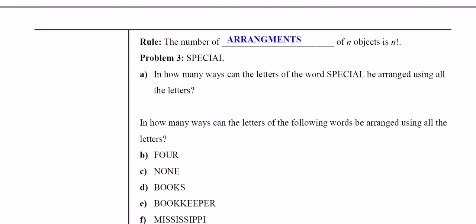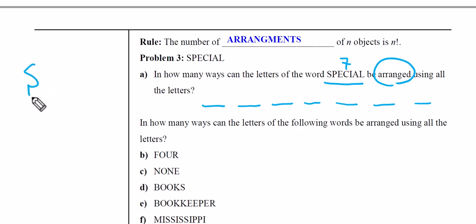So our work on permutations is going to focus a lot on arrangements and putting things in order, and we're going to do this a lot with a factorial. So for example, with the word special, notice that there are 7 letters in the word special, and we want to arrange all 7 letters. And we're only arranging the letters in the word special. So that's S, P, E, C, I, A, L.